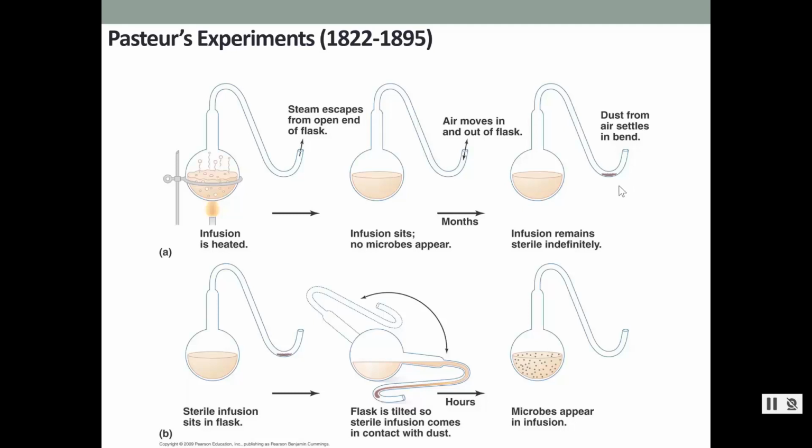So one day he got the idea to see what would happen if this dust came in contact with the liquid. So he tipped his flask, allowed the liquid to come in contact with the dust that was collected here, set it back upright, and allowed it to sit. After 1 day, 2 days, he got a cloudy liquid. Microorganisms appeared. His conclusions: spontaneous generation does not exist. Microorganisms come from other microorganisms. Air can come in and out, and as long as the dust, and what we know now are the microorganisms within the dust, do not come in contact with the liquid, it stays sterile.